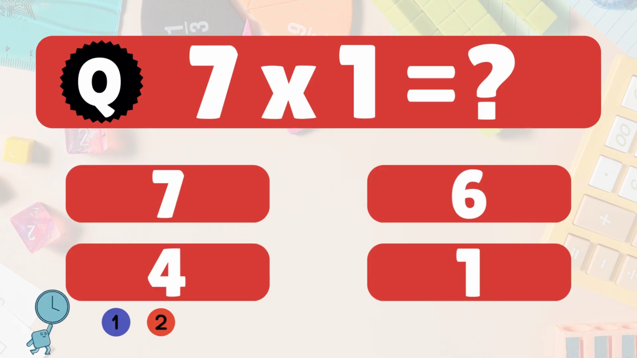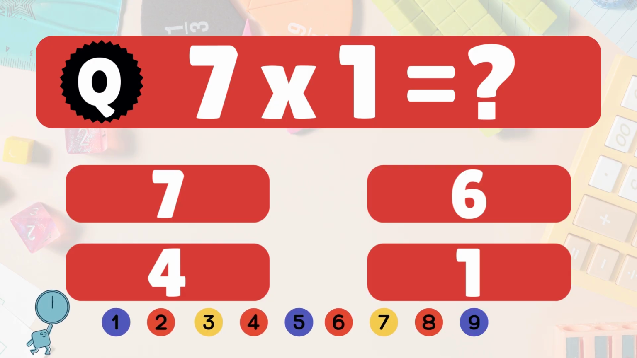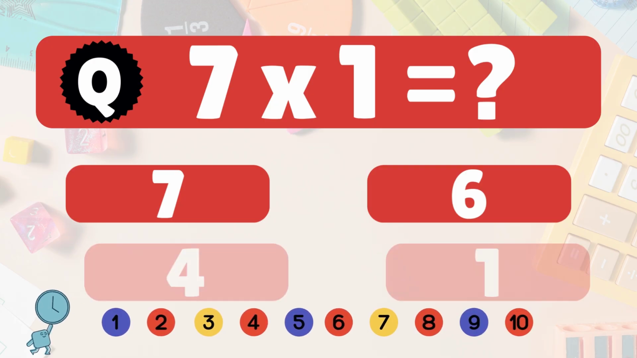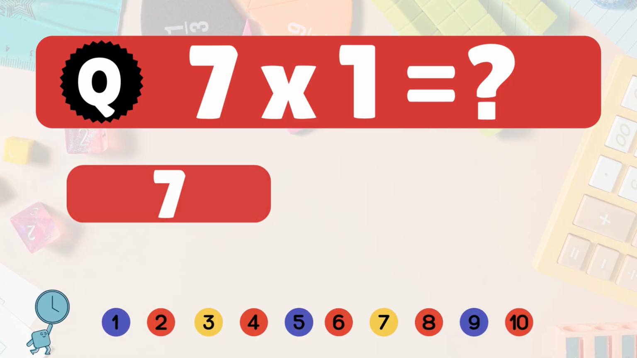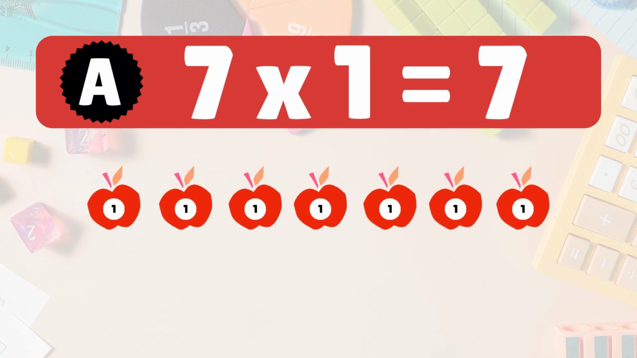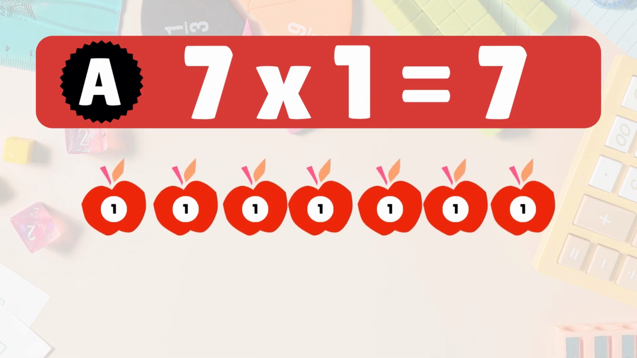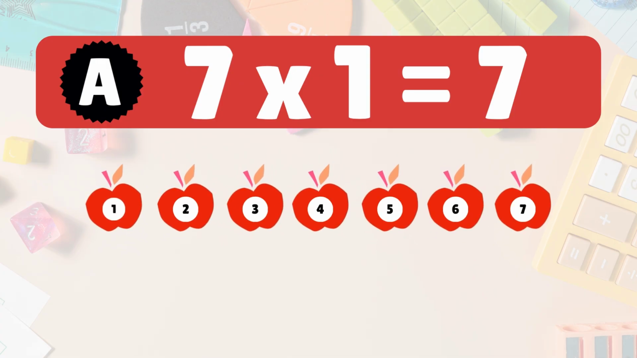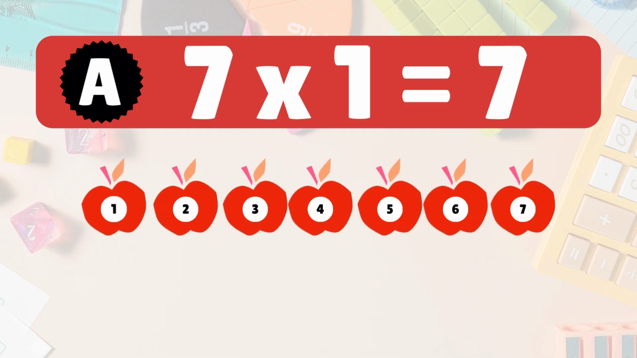Next, 7 times 1 is what? 7 times 1 is 7. Here we have 7 groups of 1 apple each. 1, 2, 3, 4, 5, 6, 7. So, 7 times 1 is 7 apples.